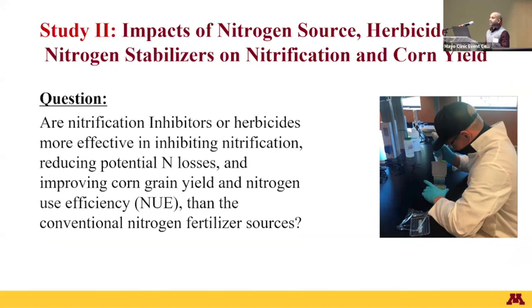And in this study, we sought to answer two questions. First, do nitrification inhibitors effectively reduce nitrogen losses? And second, how do nitrogen sources interact with inhibitors and herbicides to influence corn yield and nitrogen use efficiency? It's vital to understand these interactions for developing good nitrogen management strategies that will minimize environmental losses while maximizing crop productivity. Here in this study, we included herbicides because in some studies, it was shown that herbicides can act as an inhibitor and reduce nitrification.